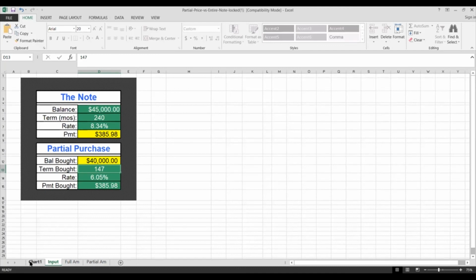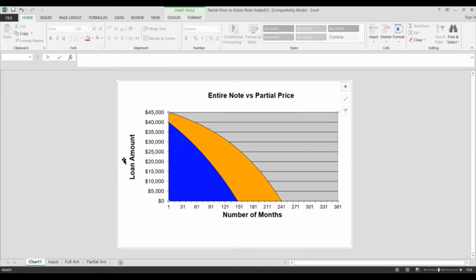What's that look like on the back end? Here's what you're looking at. The blue is the investor; that's what the investor is entitled to. The orange is what you are entitled to after the investor has received all of his payments. So you've got 240 minus 147, so you're entitled to 93 payments on the back end. Your money's in, your money's out. You've got 93 payments down the road.